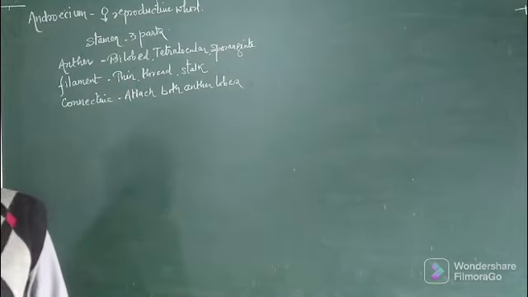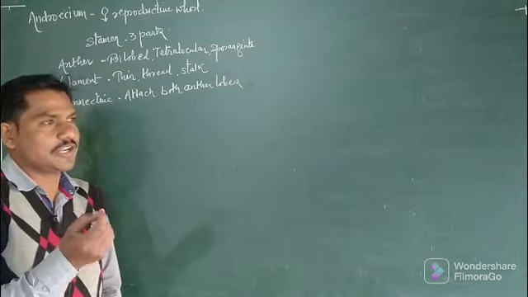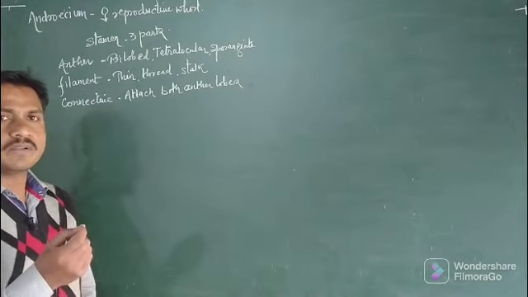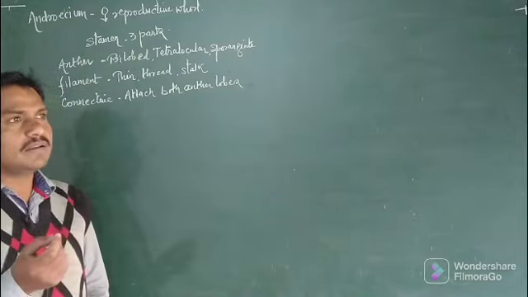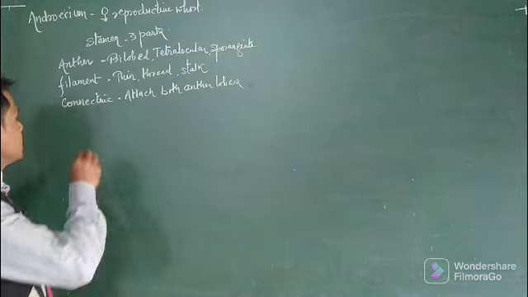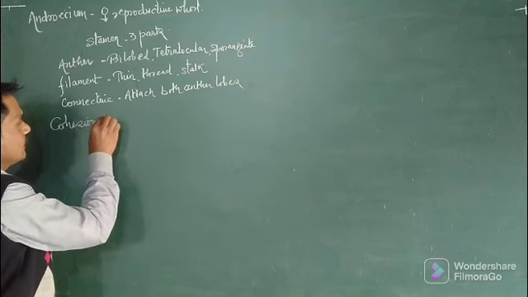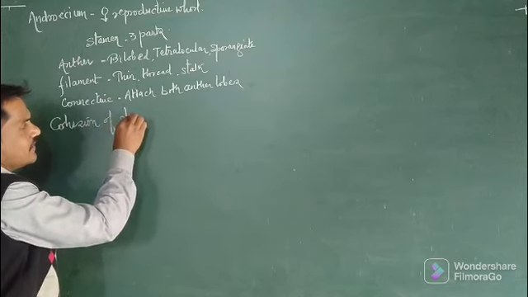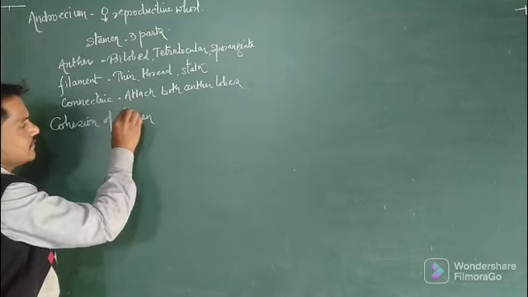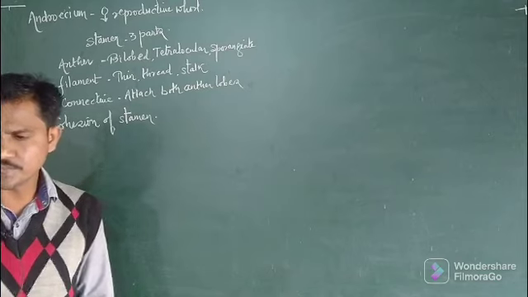Next one, cohesion of stamens. When there is an attachment or fusion of individual members of the same floral whorl, it is called cohesion. So see here, cohesion of stamens. In stamens, different stamens are connected or fused with each other. This is called cohesion of stamens.